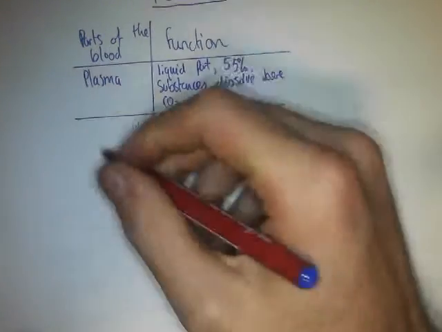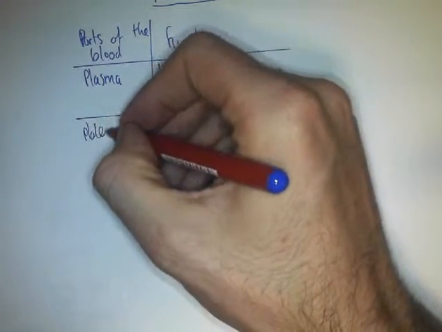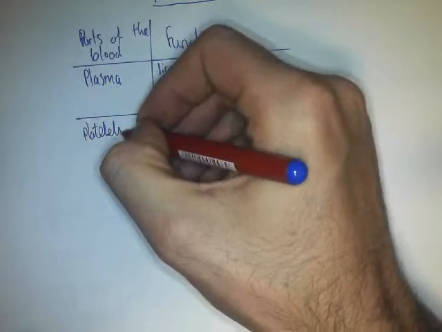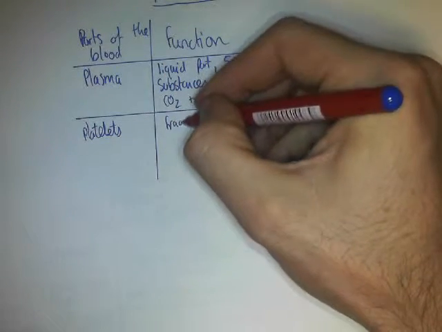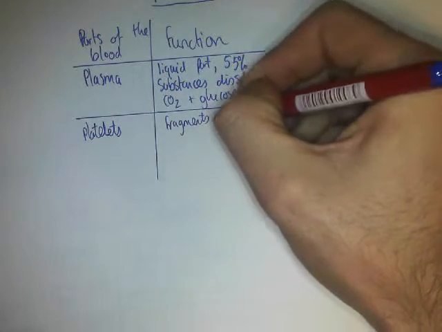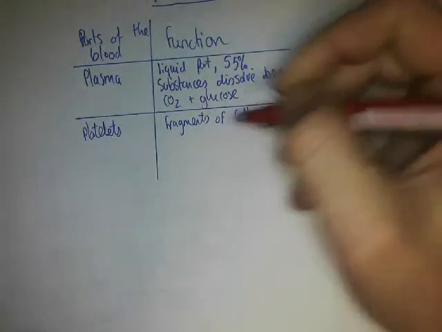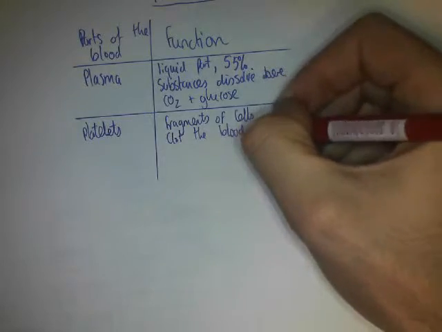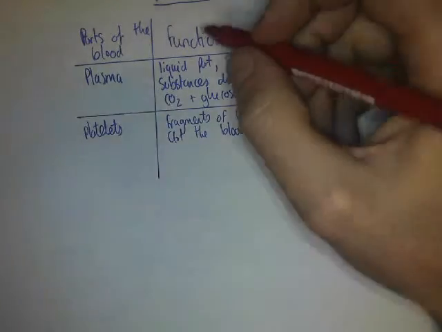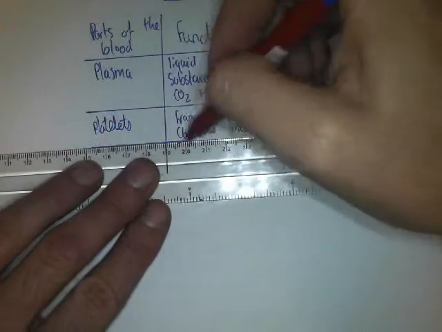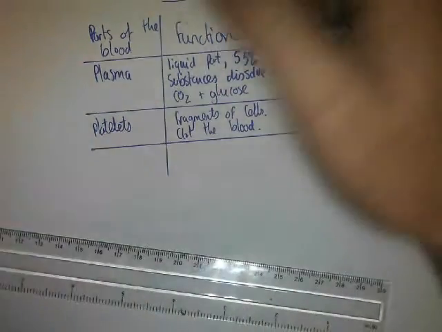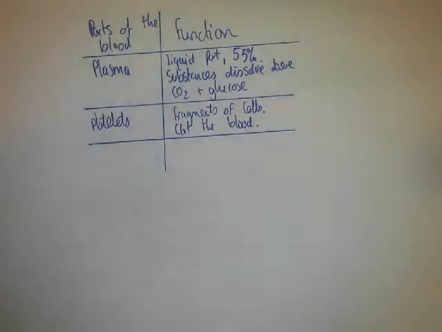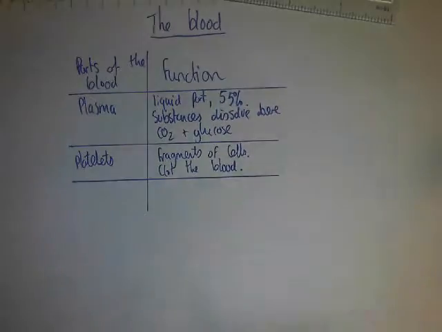So that's one. Two, platelets. They are fragments of cells, platelets are. And these clot the blood. So when we cut our finger, platelets will rush off to the site where the cut is and they'll clot the blood and form a scab to prevent any further bleeding. So that's two down, two to go.